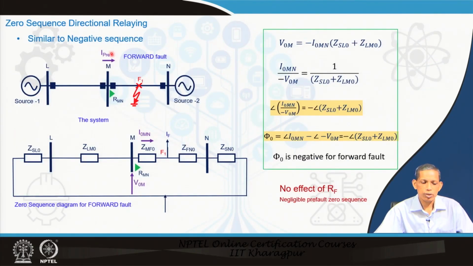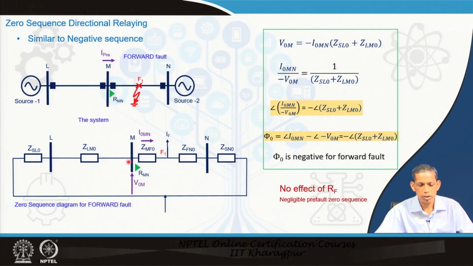Now, I will go to the zero sequence directional element. This is similar to negative sequence. We know the corresponding zero sequence network for this system, forward fault. Similar to negative sequence what we discussed, only replace the corresponding impedances in terms of zero sequence component. So, this I 0 f passing through this, and then if you write the corresponding equation from this side, same, you can say that I 0 m n is flowing from this side.